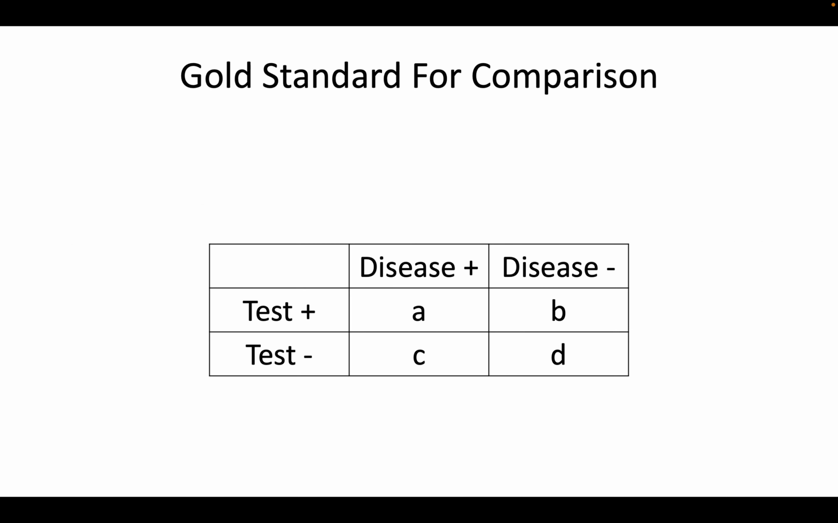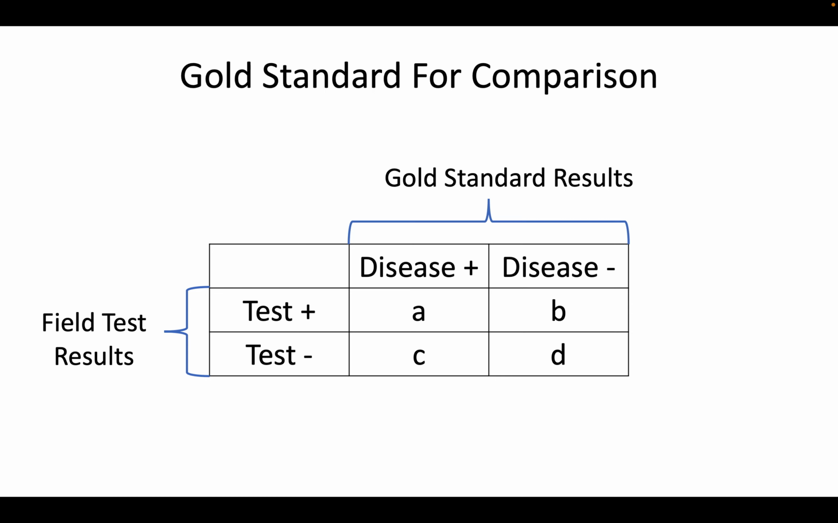So this is an example of the way a table is set up to compare a test to a gold standard. Disease positive and disease negative is the true state of people, and that's what the gold standard would show. And on the left here, test positive and test negative are the imperfect results from this test that we have come up with.